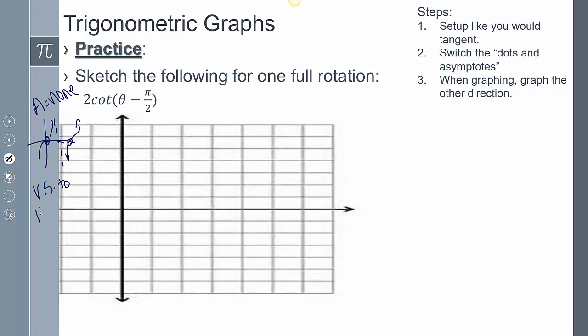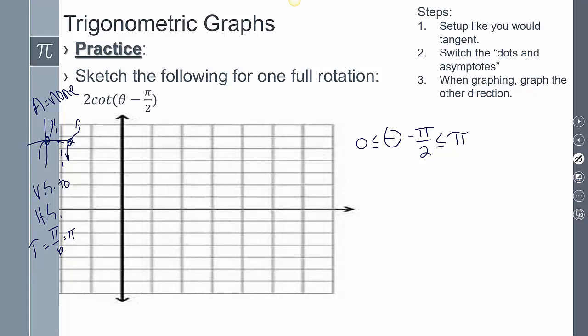My horizontal shift, we can find that in a little bit. And my period, we said it's pi over b, which is just going to be pi. Now we have to take this part of our function, theta minus pi halves, and we put that between 0 and pi. Now solving for theta, I'm going to get pi halves is less than or equal to theta, which is less than or equal to 3 pi halves.